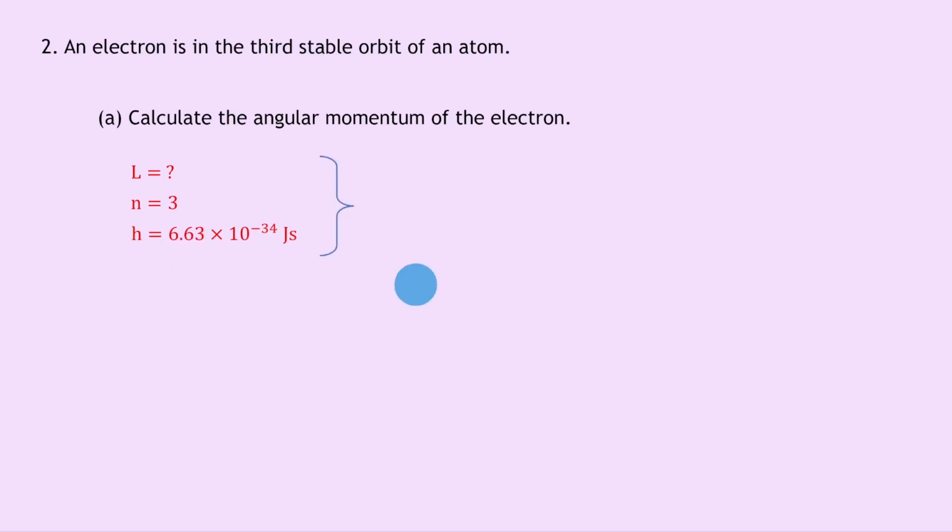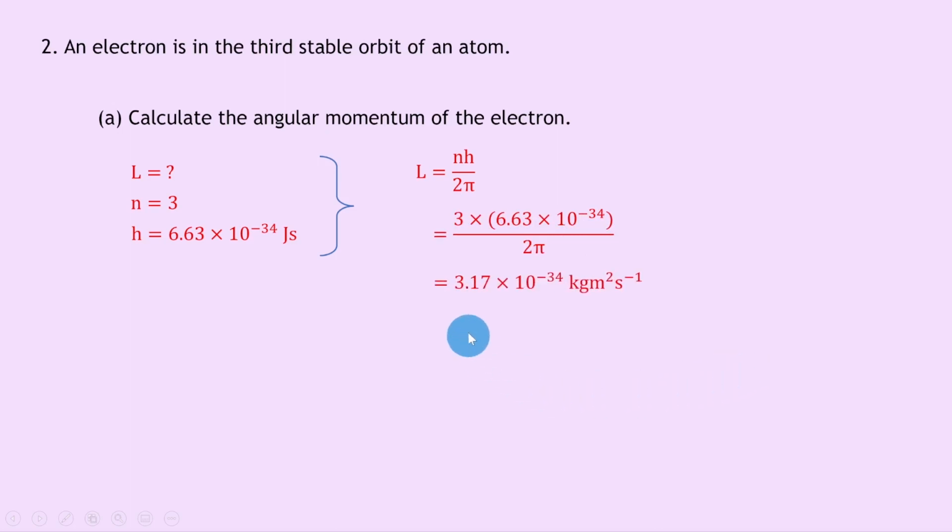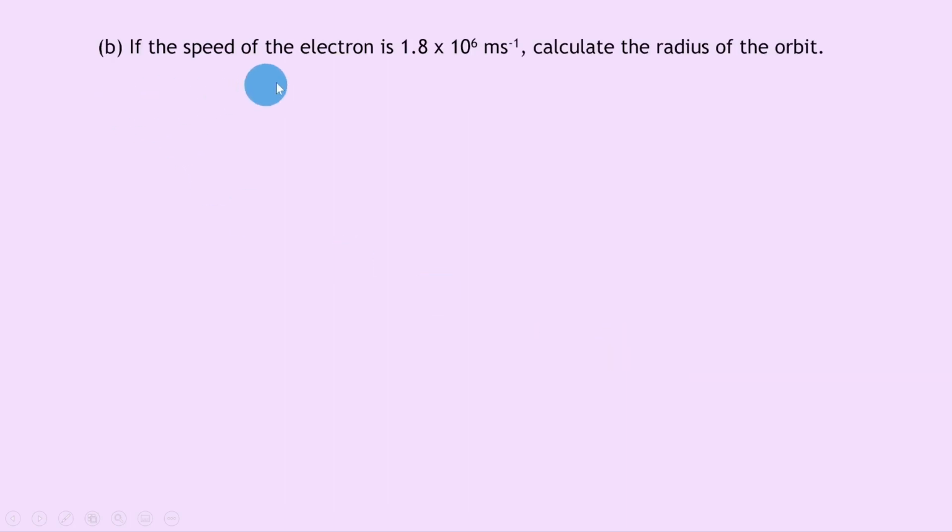So writing down our equation for the quantization of angular momentum, we have L equals nh over 2 pi. Substituting in the numbers, we have 3 times 6.63 times 10 to the minus 34 divided by 2 pi. And putting that into your calculator gives a final answer of 3.17 times 10 to the minus 34 kilogram meters squared per second. Part B says if the speed of the electron is 1.8 times 10 to the 6 meters per second, calculate the radius of the orbit.